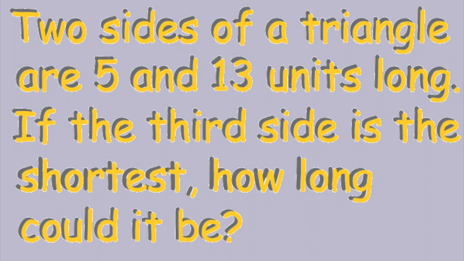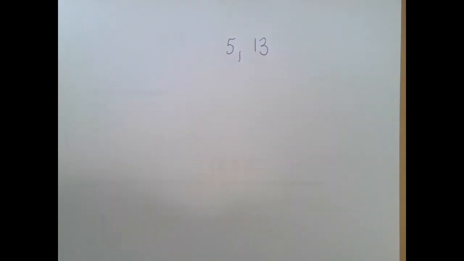Two out of the three sides of a triangle are given. What can be a possible value for x if we want x to be the shortest side? So we have three numbers: 5, 13, and x.